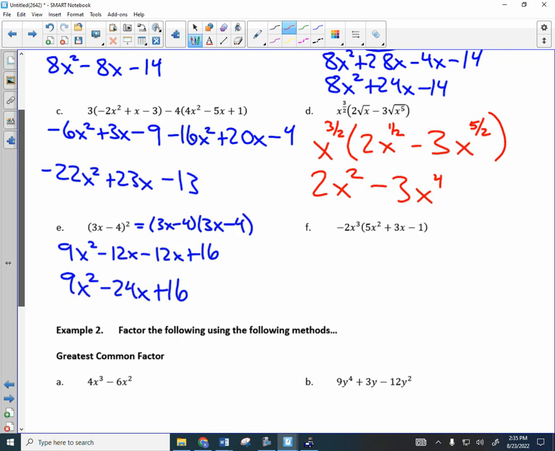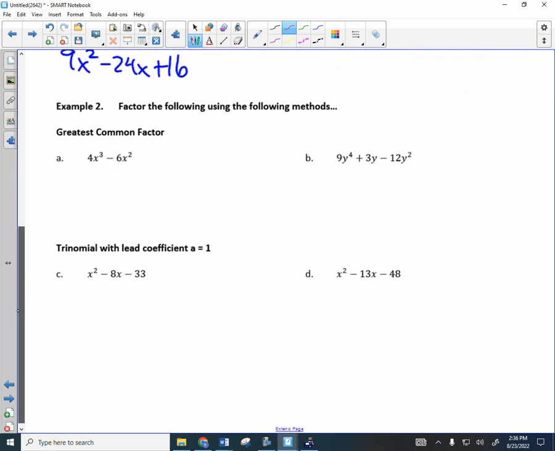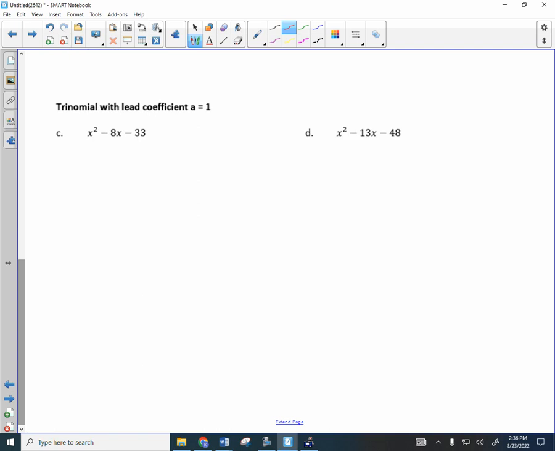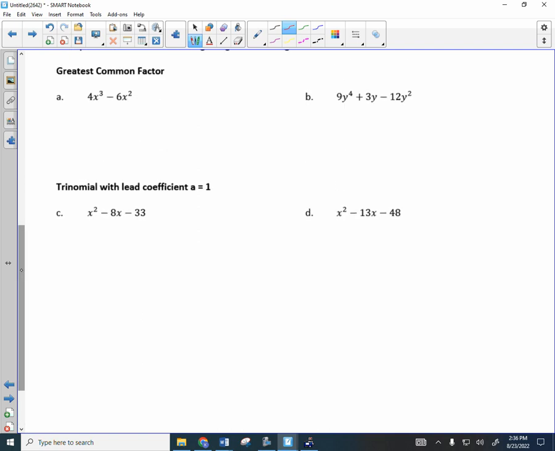That's going to come up in your assignment. You'll probably have a question on a couple of those problems. When you get to your questions, don't freak out. Let's just go through them together. Let's go over our factoring methods.